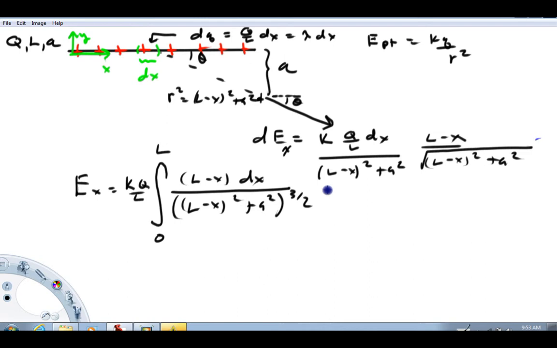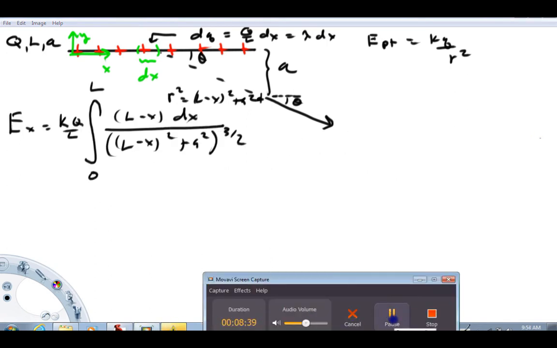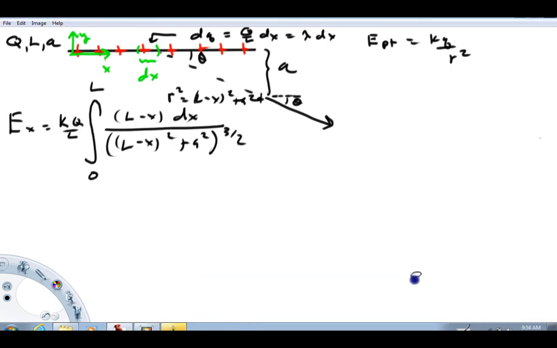I think what I'm going to do now is pause this and make myself some room and talk about working out the integral. All right, folks, I'm back. So again, we have this integral expression for the x component of the electric field here at point P, which is right here. That expression needs to be integrated to find the total electric field. We've got this expression that we're working with here.